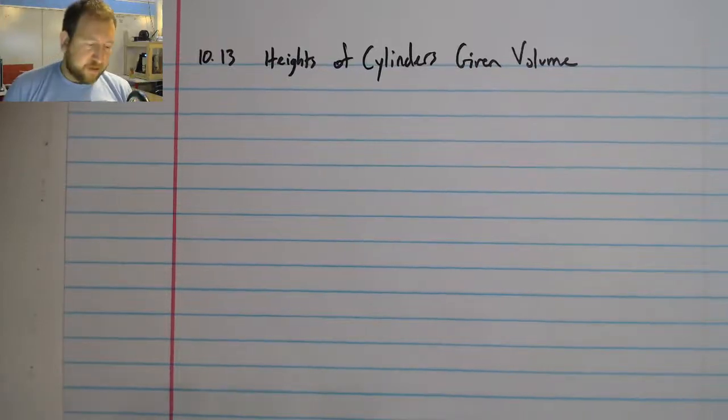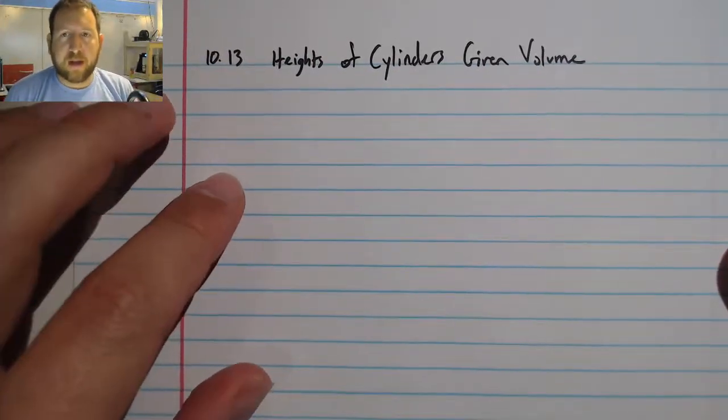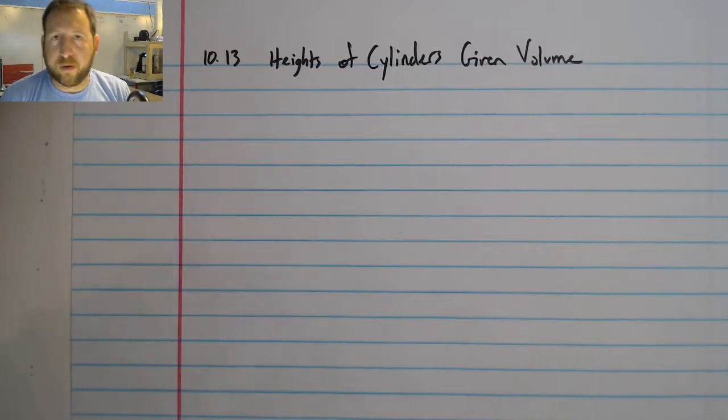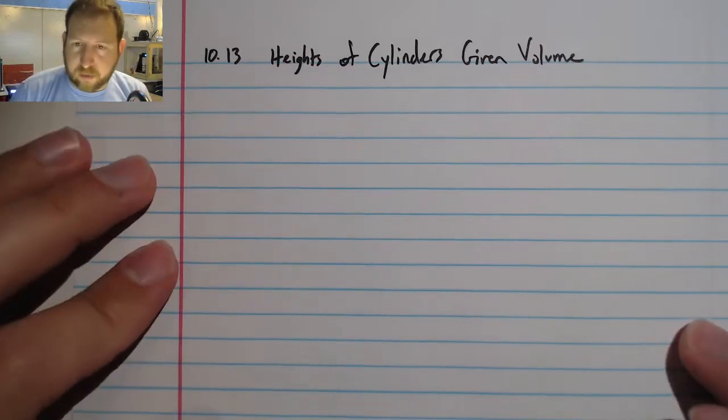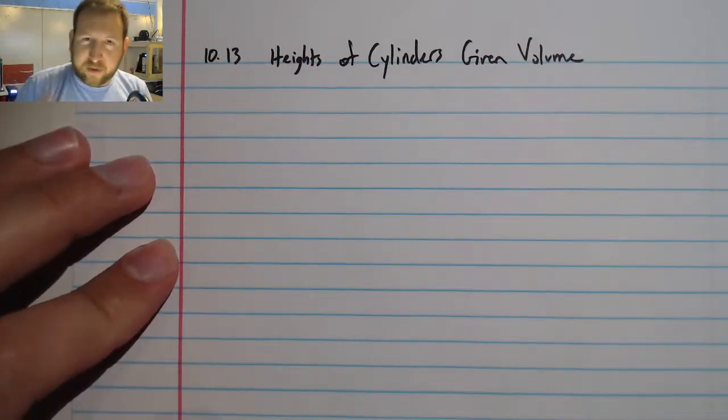All right, I want to talk about section 10.13 quick. Heights of cylinders given volume. We're going to be kind of going backwards from what we had been doing. And let's take a look at a real-world problem real quick. All right, the book gives us this cool example.